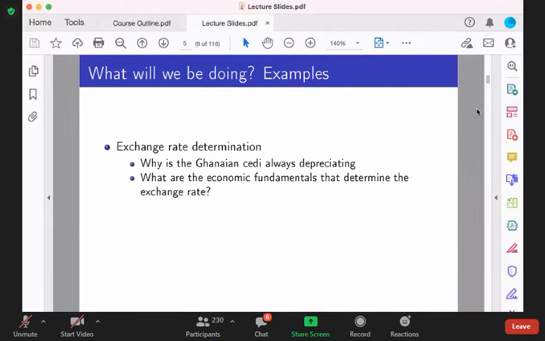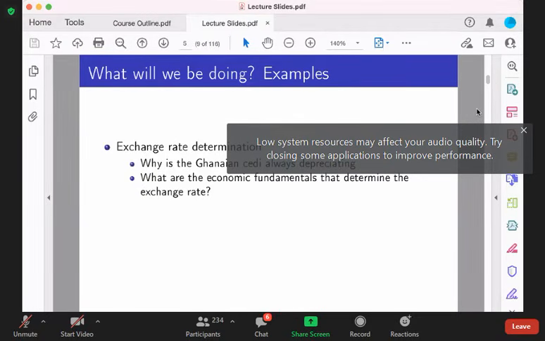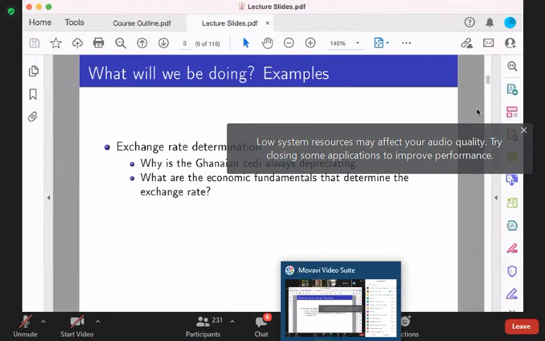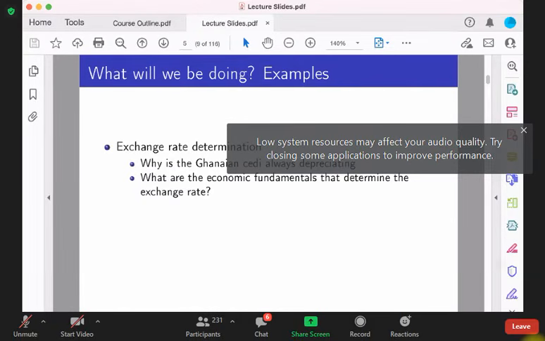Why is the Ghana cedi always depreciating? We'll take you through it, so you understand why it is always depreciating. What that basically means is that you need more units of the Ghana cedis to get the same dollar. Why is that happening? What is the implication of this for other economic variables, other economic fundamentals? Or what even determines this particular exchange rate? These are things that, for most parts of the semester, we'll be taking you through.